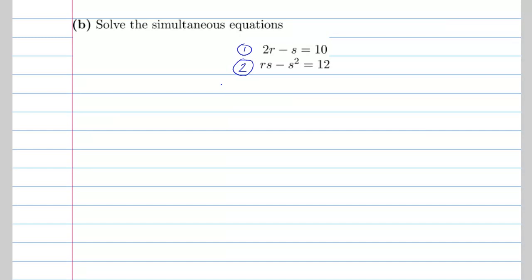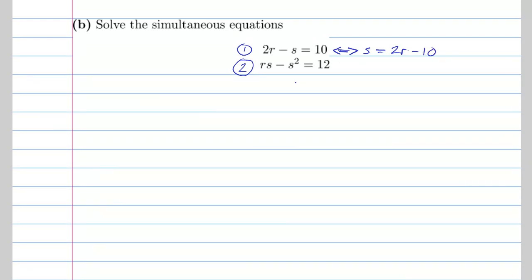Now my favourite way of doing these is by substitution. So what that means is we try and rearrange one of the equations in terms of one variable, and then just replace the variable in the other equation. So the easiest way to do that is to take equation 1, the linear one, and try and replace that. So I'm going to try to get this in terms of s. So that's going to be s is equal to 2r minus 10.